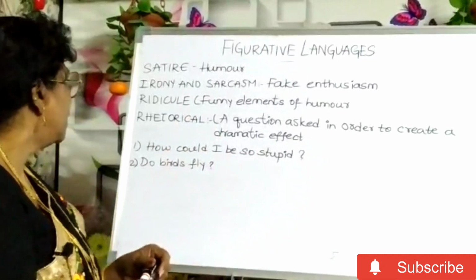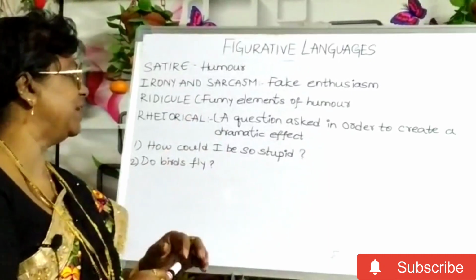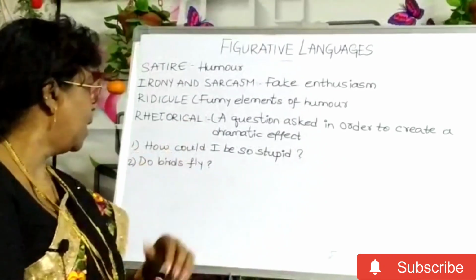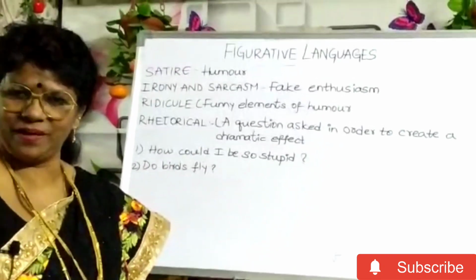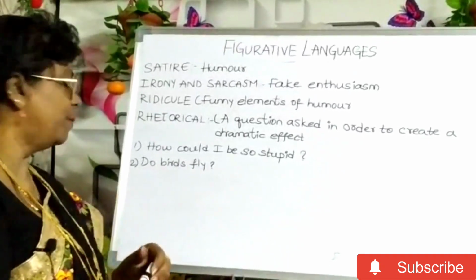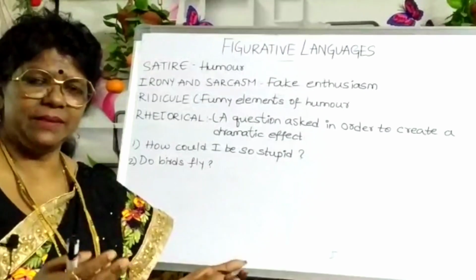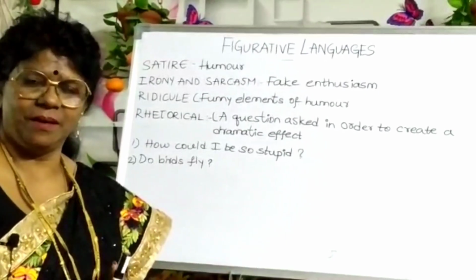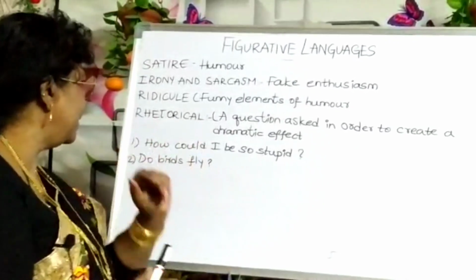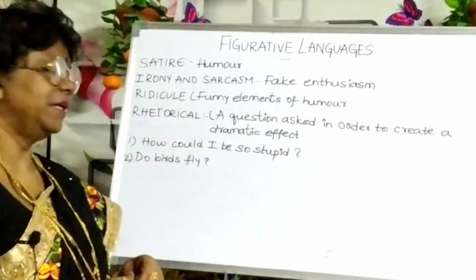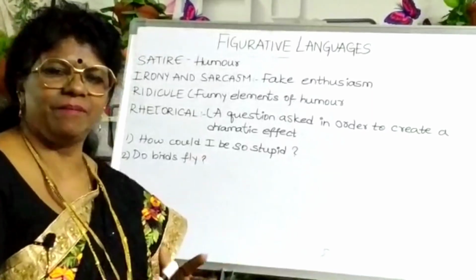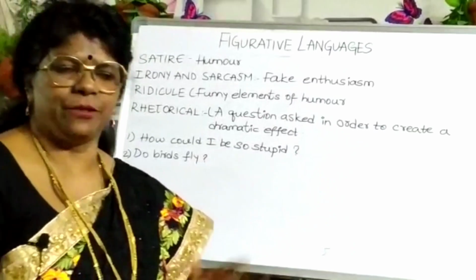Rhetorical question: a question asked in order to create a dramatic effect. For example, how could I be so stupid? Now itself stupid. How can I make more and more stupidness like this? Do birds fly? Other than birds, what will fly? Do fish swim in water? That all comes under rhetorical questions. Okay, so today let us wrap up here.